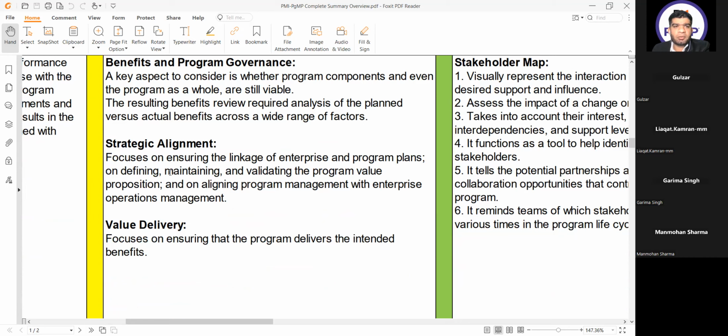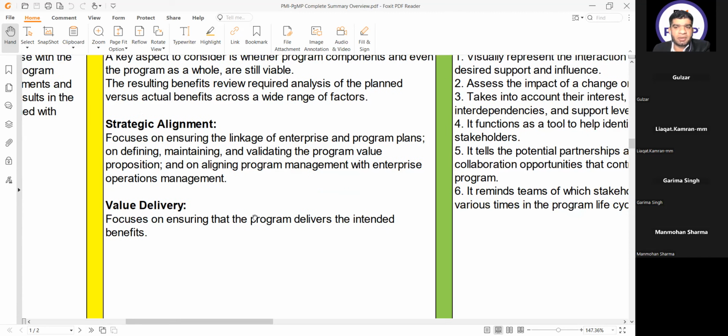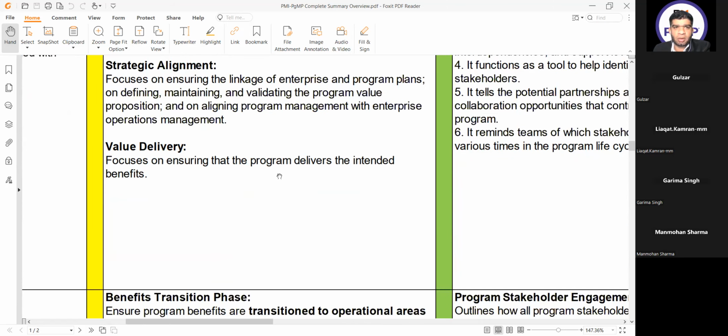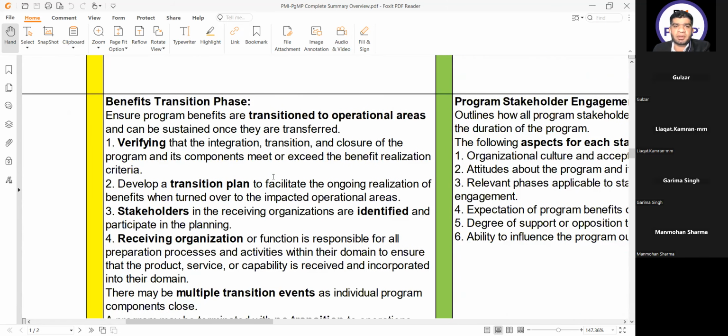Strategic element focuses on ensuring the linkage of enterprise and program plans, on defining, maintaining, and validating the program value proposition, and on aligning program management with enterprise operational management. This is strategic element. This every time we have to look. And value delivery focuses on ensuring that the program delivers the intended benefits. Okay, this is all in program delivery, benefit delivery phase.